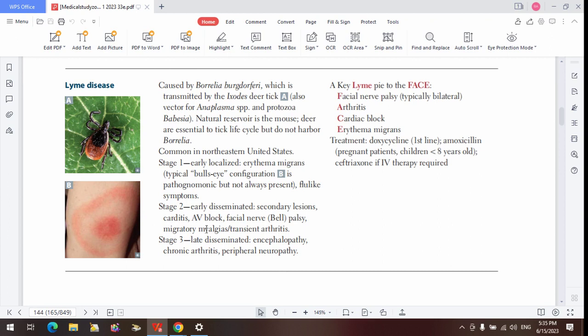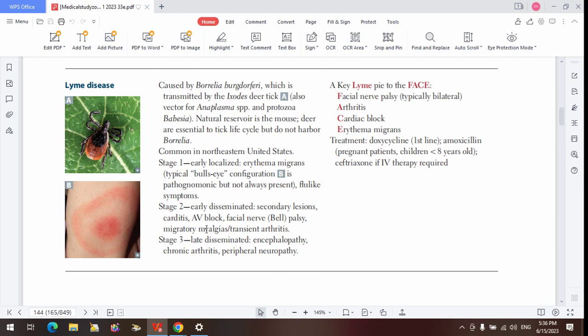facial nerve, causing facial nerve palsy, Bell's palsy. So how will they present? They will have difficulty in smiling. They have difficulty in chewing. They can barely wrinkle their face and all those things. Bell's palsy. Then there is pain in the muscles as well as the joints. That's it.